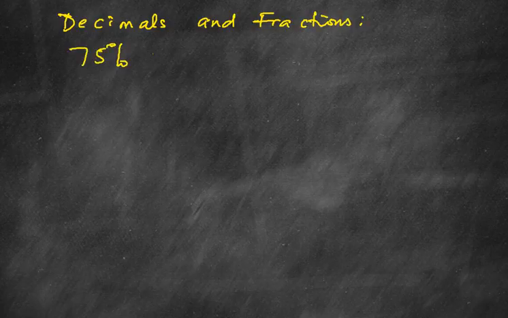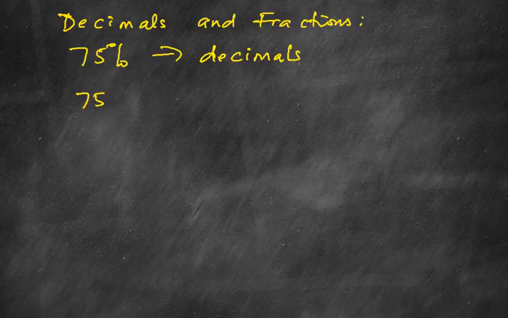Now we are going to solve some of the problems, like, let's say they use decimals and fractions. If I write 75%, I ask you to put it in decimals. So that means 75 over 100 is equal to 0.75.